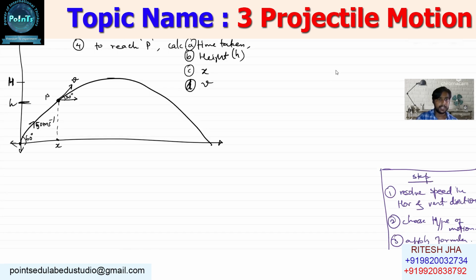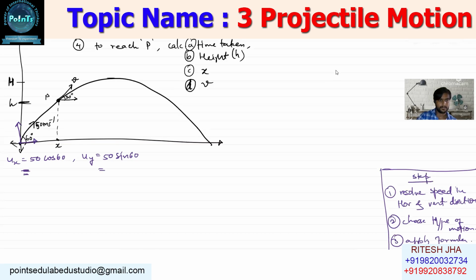So see, for the first step, it is resolving. So I'll be taking ux and uy. ux is 50 cos 60 and uy is equal to 50 sine 60. So what is 50 cos 60? Cos 60, I think in degrees, right? Yeah, 60 degrees.